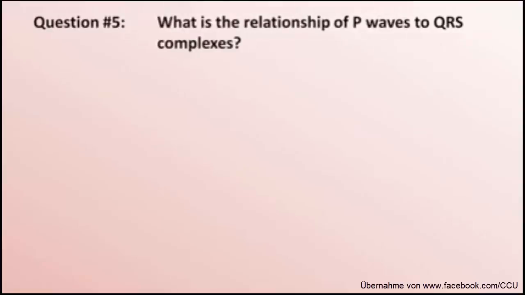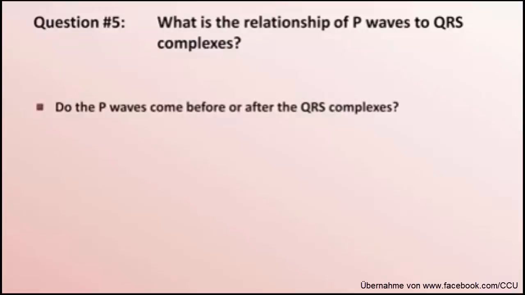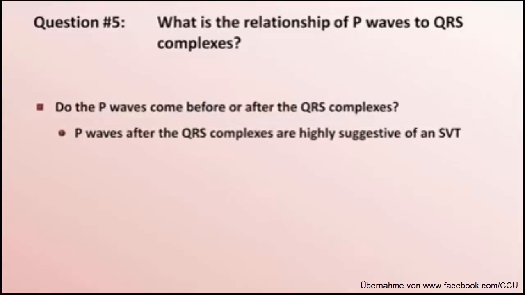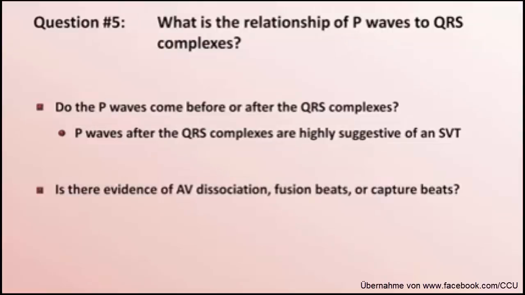Question 5. What is the relationship of P waves to QRS complexes? For example, do the P waves come before or after the QRS? If the P waves come after, it is highly suggestive of an SVT. Also, is there evidence of AV dissociation, fusion beats, or capture beats? Any of the above means the rhythm is almost certainly VT.